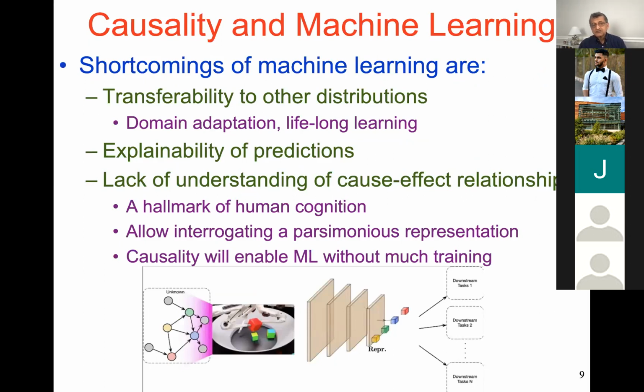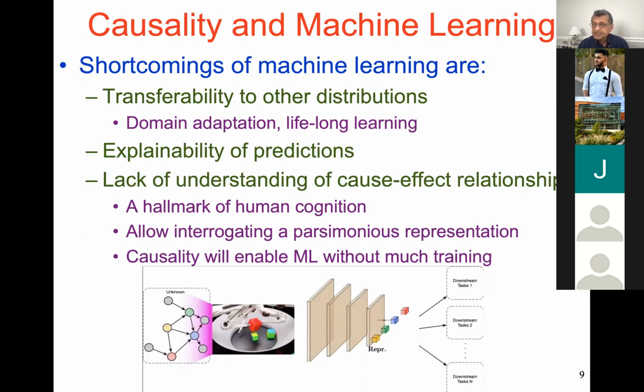So what is the role of causality in machine learning? We can look at the big picture and ask, what are the shortcomings of machine learning? Transferability to other distributions is one of them. We refer to this as domain adaptation, or sometimes lifelong learning. Human beings are able to do that. So in a sense, can we go out of the distribution in which the data has been presented to different distributions and still perform well? That's the transferability issue.